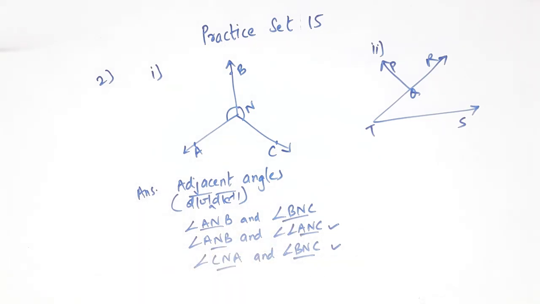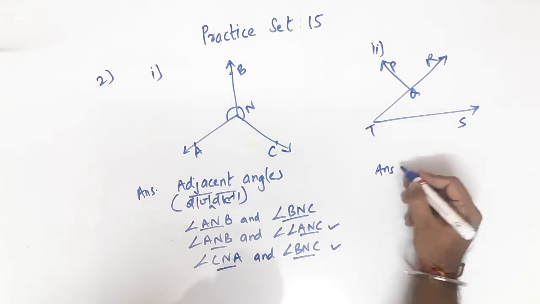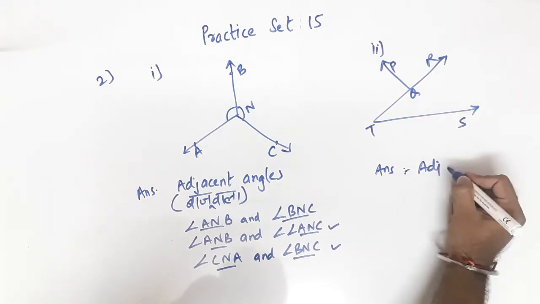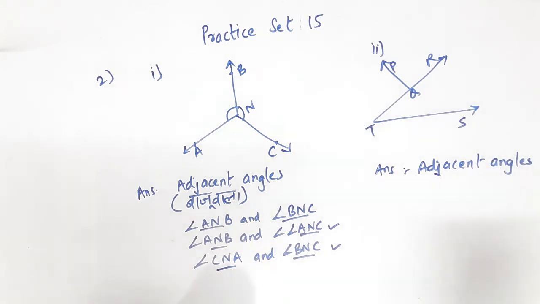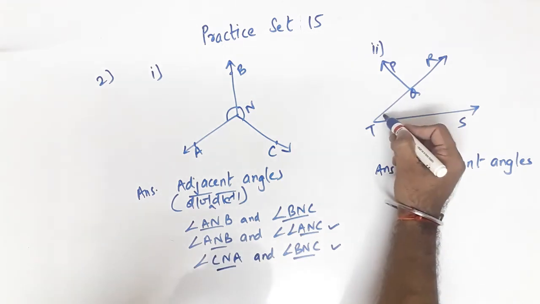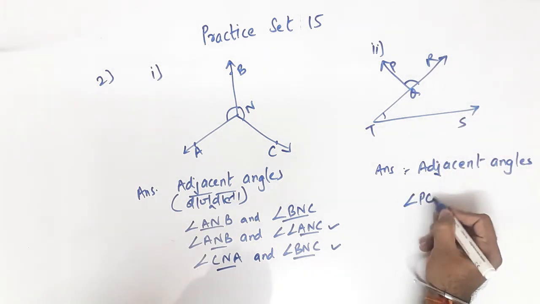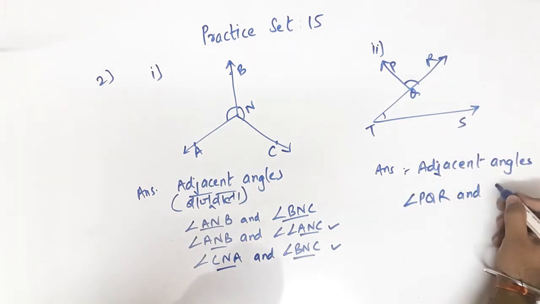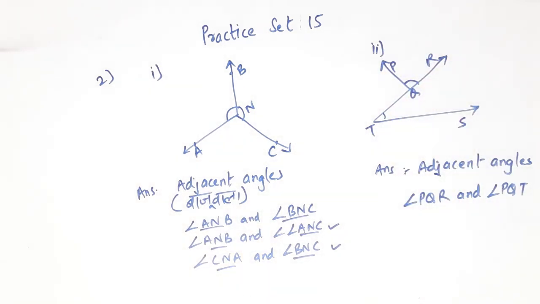Okay, now what can you see here? In sub question 2, the adjacent angles, this angle has no adjacent angles. Only if you see this angle PQR has adjacent angle PQT, PQR and PQT. Okay, so these two are the adjacent angles. Okay, so with this we have done our second one. Let us move on to third one.